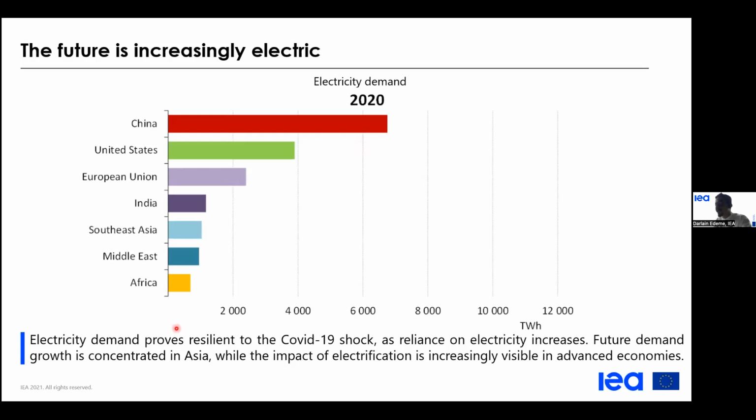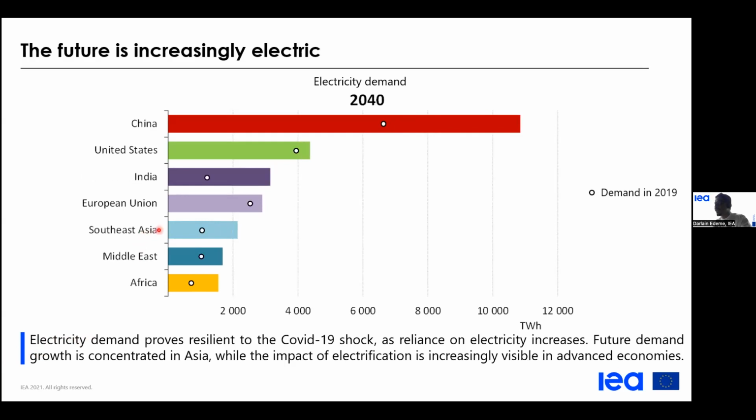Clearly, as you know, 2020 was the year in which the world was impacted by the COVID-19 crisis. But we, as the IEA, through the analysis we usually do, have seen that electricity demand has proven resilient to the COVID-19 shock, because the reliance on electricity increased. So future demand growth is concentrated in Asia, and you can see it with this animation, in which we can see that the electricity demand is growing.